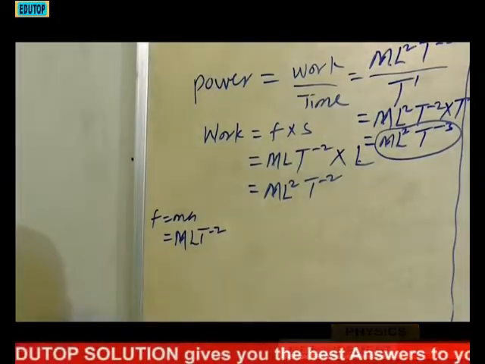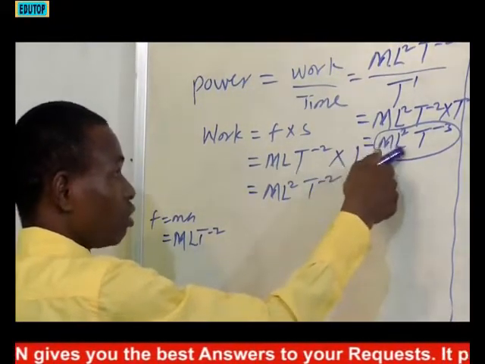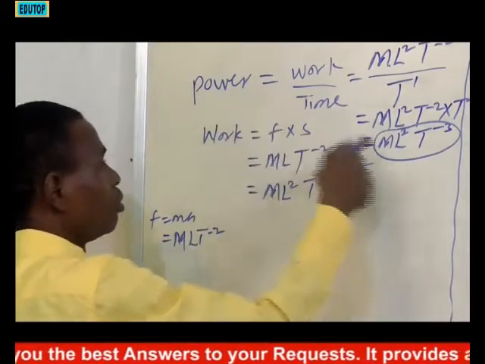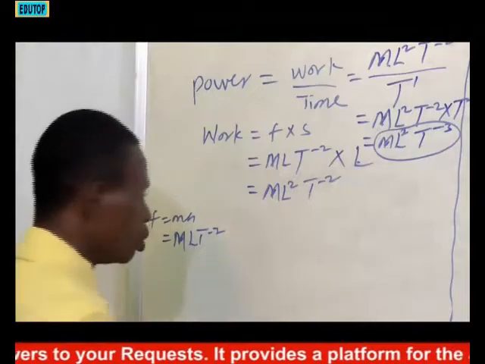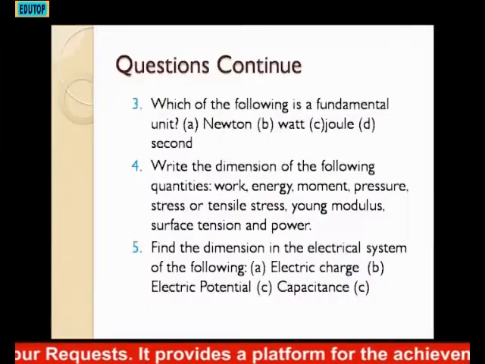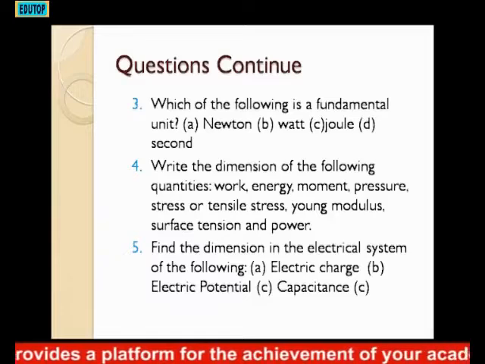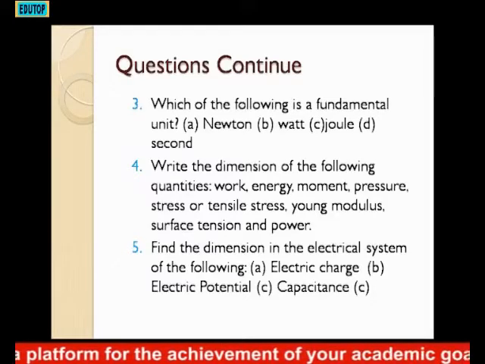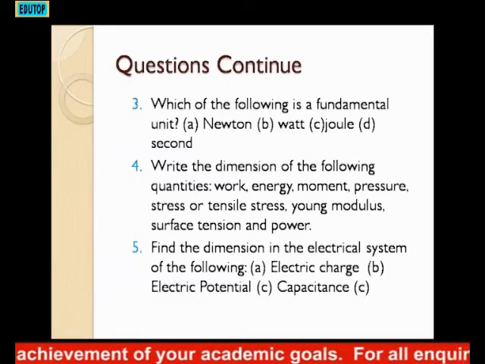Can you see the way I've done it for you? So this expression now is the dimension of power. Take note of that. Let's consider question number 5. The question says, find the dimension of the following electrical system.